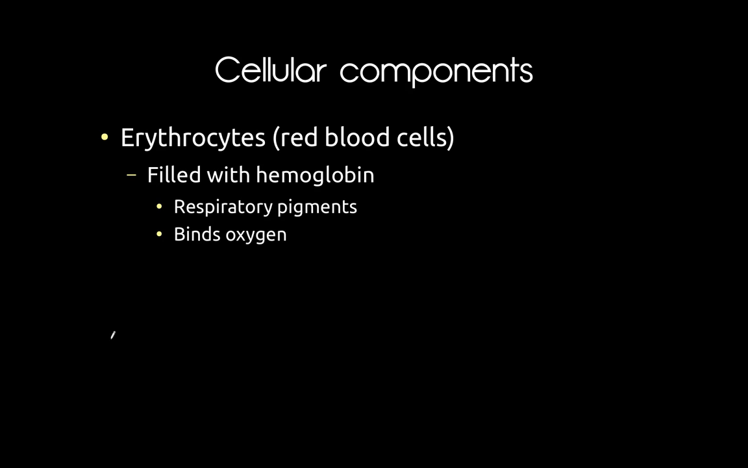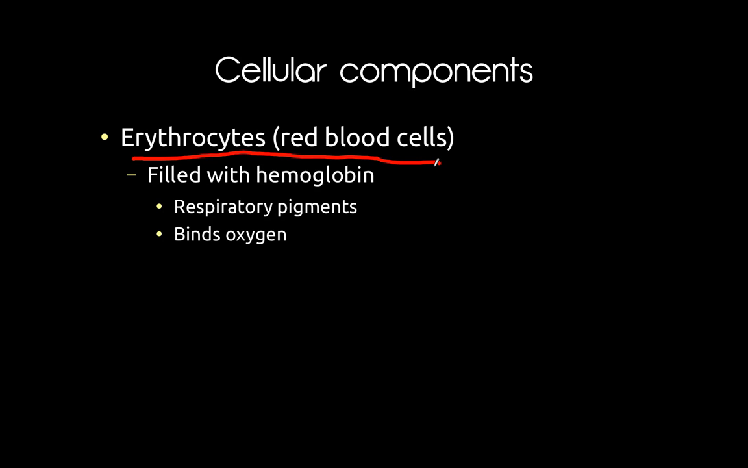Okay, so that was the plasma, the aqueous component. We also have a cellular component, some cells that are specialized to be in the blood. The first one is erythrocytes, and these are red blood cells. Erythro meaning red, and cyte, of course, meaning type of cell. And these are going to be filled with hemoglobin, absolutely packed with hemoglobin. Now, hemoglobin is a respiratory pigment, and that's going to bind to oxygen. And that's the primary function of erythrocytes, to bind and transport oxygen through the blood.